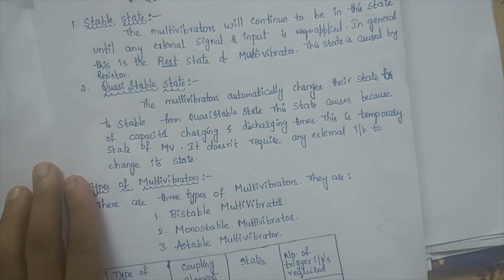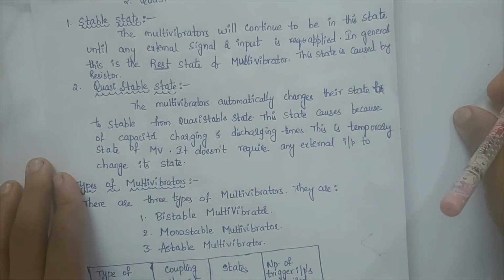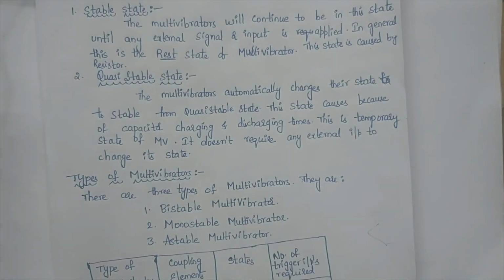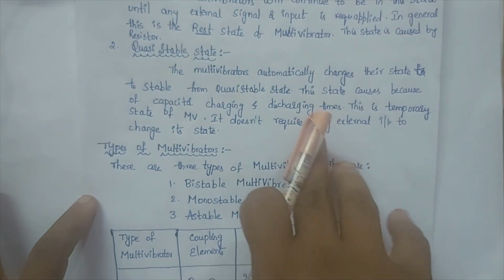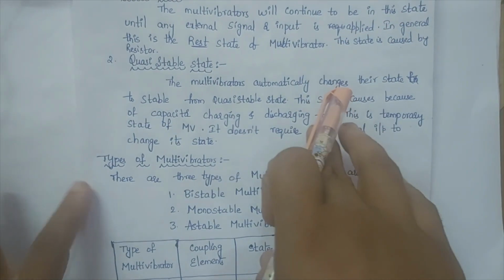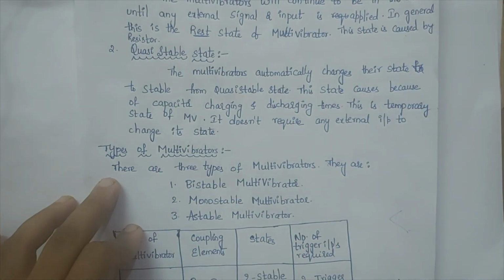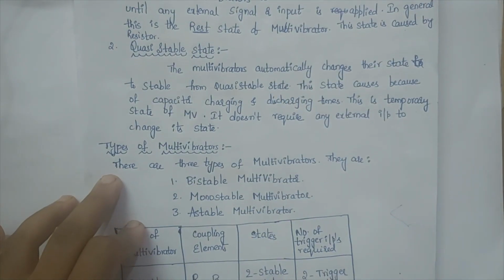If the capacitor charges completely, then automatically it moves into the stable state. If the capacitor discharges completely, then automatically it changes to the stable state. Like that, based on the capacitor only, the states are changing. That is called the quasi-stable state. So if the element present in the coupling network is a capacitor, then the quasi-stable state occurs. If there are only two resistors, then there will be no quasi-stable state.